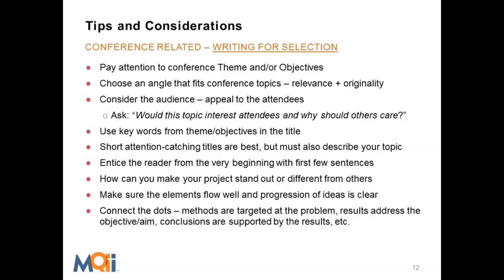And really, how can you make your abstract and your QI project stand out among others? Many times for some of these conferences, they get hundreds of abstracts. And sometimes it's multiple abstracts on the same type of topic. Not that I want to really say, but it can be competitive when you're submitting abstracts. So you have to keep that in mind and make sure that what you're submitting really stands out among some of the others. Making sure that things flow well and the progress of ideas is clear, and making sure that you connect the dots with everything, as I have listed here, that your methods are targeted to the problem and so on and so forth.